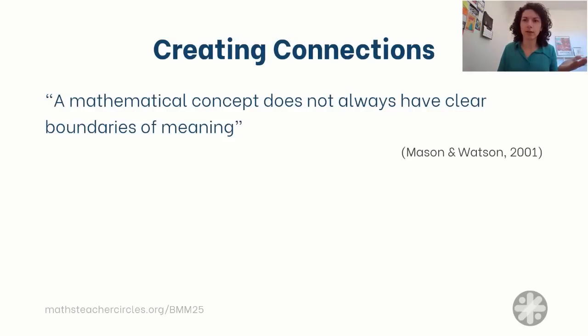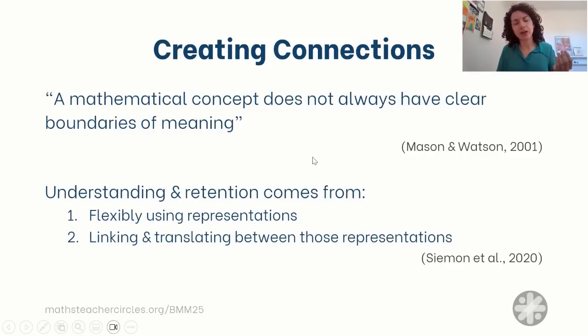So for example, a triangle. A triangle we know has 3 corners, 3 straight edges, and the angles sum to 180 degrees. But students encounter triangles all over the place that have round corners, so they're not really triangles, but they still call them triangles. So we've got this fuzziness to what we see in mathematical concepts. And Di Seaman and her colleagues in 2020 talked about how understanding and retention come from flexibly using representations of a concept and linking and translating between those representations. So going back and forth. And that's how connections and understanding are built.